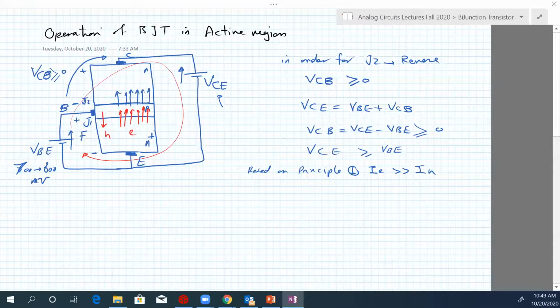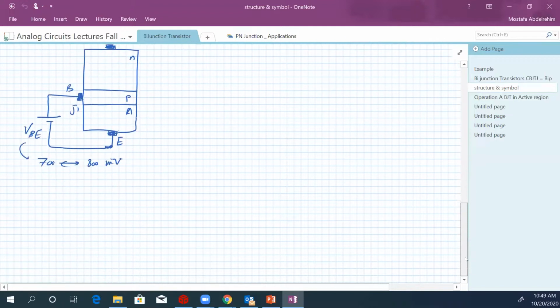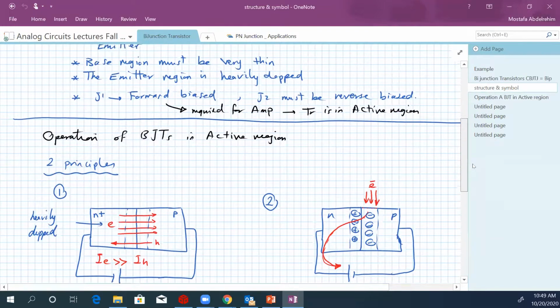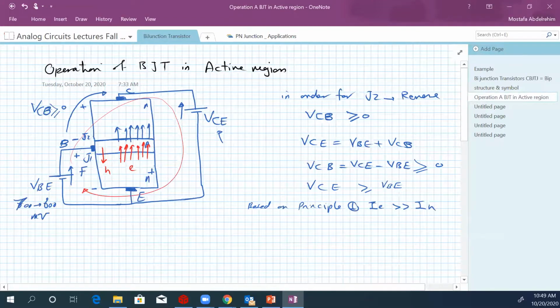And this is based on principle 2. If we go back and look at principle 2, if you can inject electrons into a B region in a reverse bias junction, these electrons will move to the positive terminal. So that's what we have here. This is the kind of injection that I was talking about. We could inject some electrons into this reverse bias junction, and most of these electrons will move to the positive terminal of VCE.